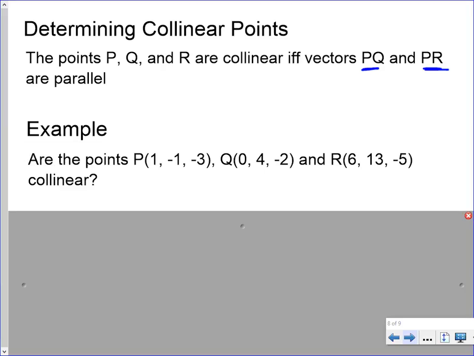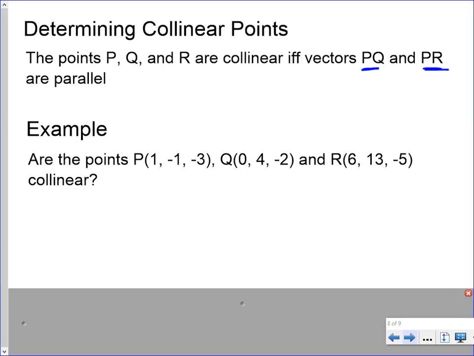Here would be an example. I've got 3 points out in space. I've got X, Y, Z. So 1, negative 1, negative 3; 0, 4, negative 2; and 6, 13, negative 5. I would just want to find the two vectors. It wouldn't really matter which vector you chose, as long as they have the same initial point. So I'm going to do PR and PQ.